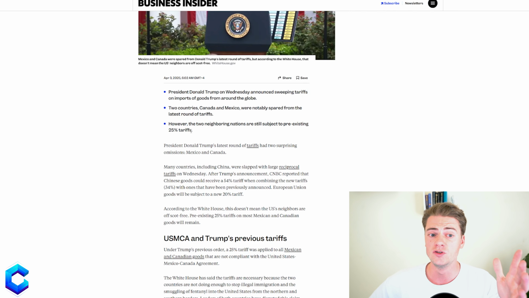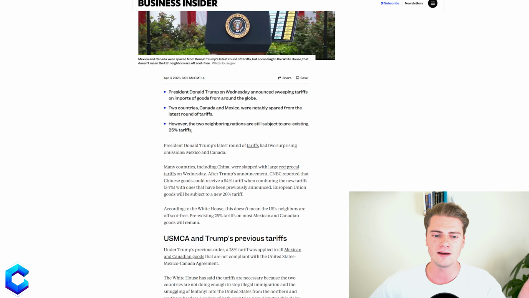Why is Donald Trump doing this on Canada and Mexico? Well, because he wants them to secure the border better for illegal immigrants, for fentanyl, etc., to check that more for illegal aliens coming into the US. He wants to stop that.